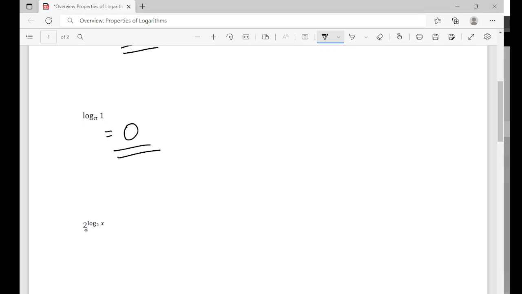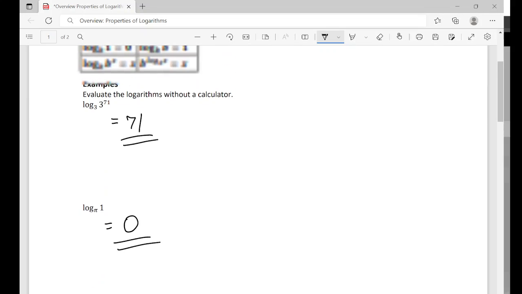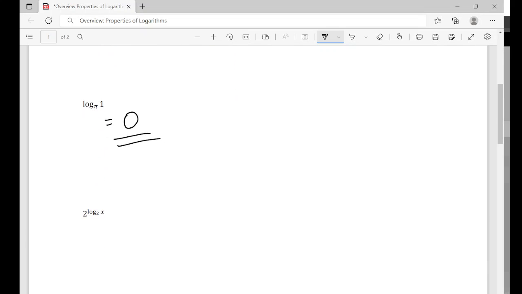Last we have 2 raised to the log base 2 of x. And that's going to fit into this property right here, where the base that's raising it and the base of the log are the exact same. So the 2 and log 2 are going to just knock each other out, essentially, leaving you with just the argument x.